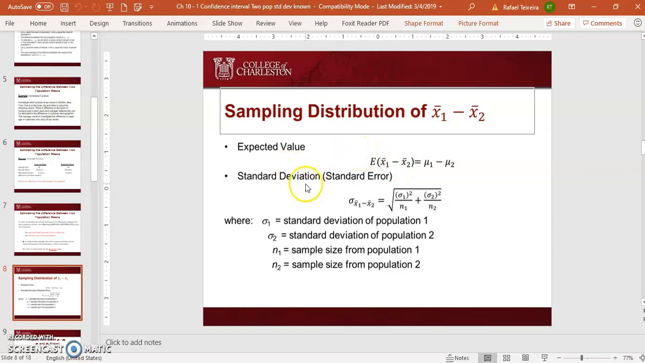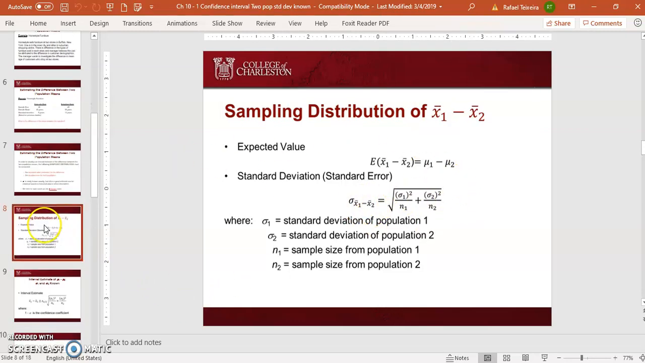And then we have the standard deviation for this difference. The standard deviation for the sample mean difference is going to be equal to the square root of the standard deviation of population 1 squared divided by the sample size for sample 1, plus the standard deviation of population 2 squared divided by the sample size for sample 2. So we're using the standard deviation for each one of the populations in order to come up with the standard deviation for the difference between these two samples. Okay, so these are the formulas we're going to be using.